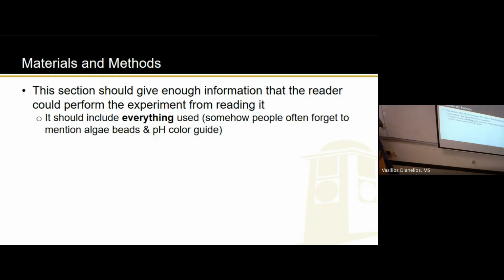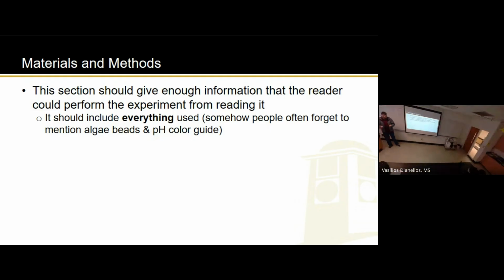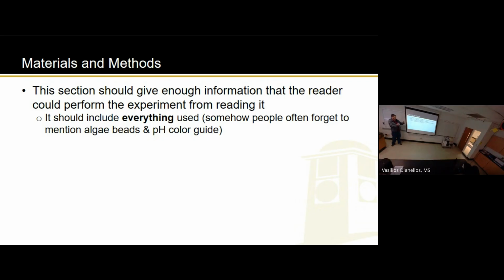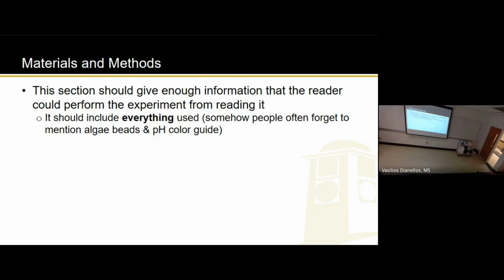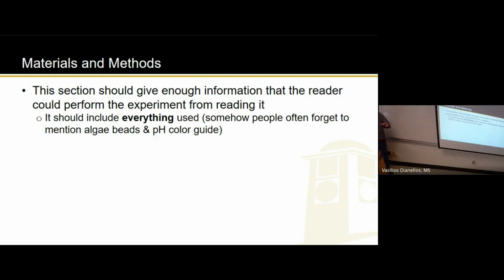If you can write it in enough detail where someone else can do the experiment, you've done it fine. You should mention everything used. So we had algae beads inside cuvettes filled with water and a pH indicator, and we had a pH strip to compare it to. Everything you used, you need to include. That's usually the biggest mistake, if people forget a part or a material.